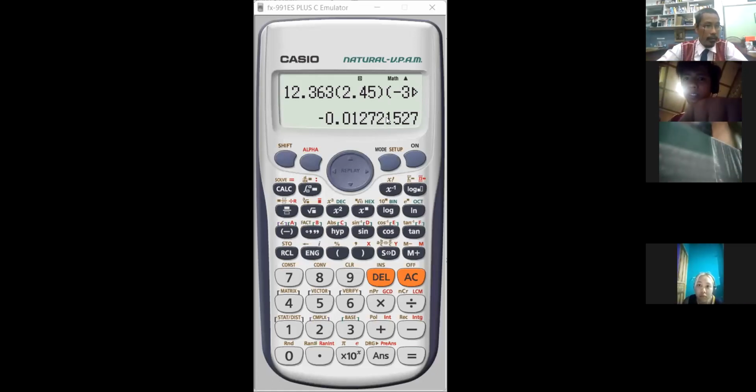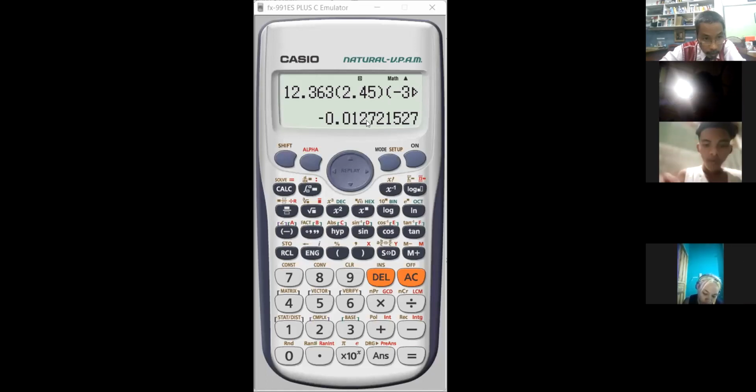Okay, so write down this number. This is point what? 0.0127 to 1. Okay, to 1. So that is our answer. That is in terms of inches. Okay.